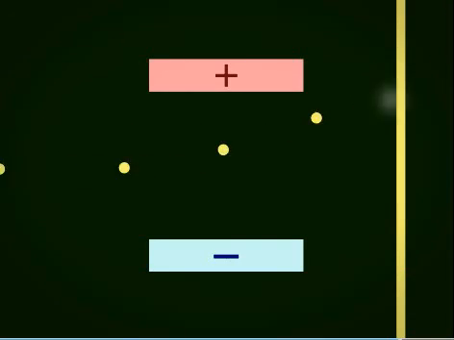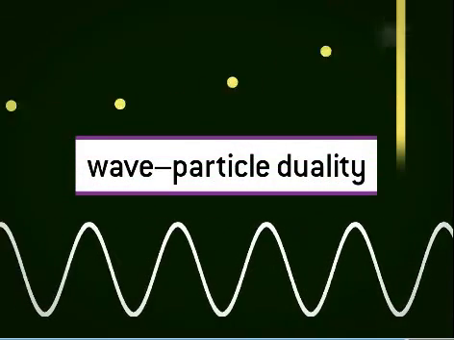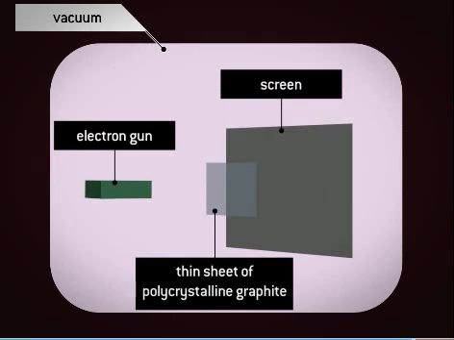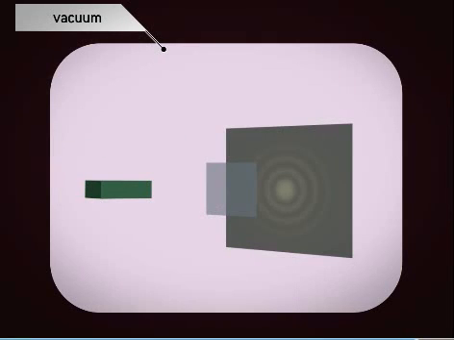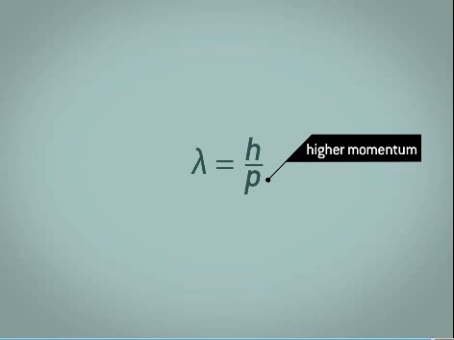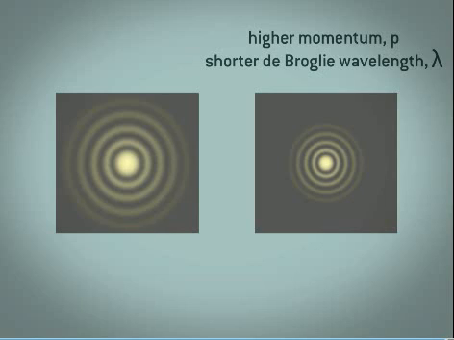Electrons sometimes behave as particles and sometimes behave as waves. An experiment in which electrons are diffracted by polycrystalline graphite provides evidence for the wave-like behavior of electrons. The atomic spacing in graphite is similar to the wavelength of the electrons, the de Broglie wavelength. Increasing the speed, and therefore the momentum of the electrons, decreases the wavelength, reduces the amount of diffraction, and results in a diffraction pattern with more closely spaced rings.